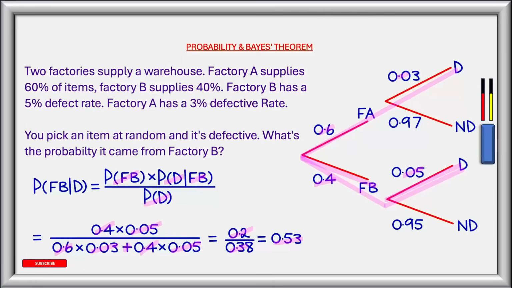So the probability that a randomly selected item came from factory B, given that it's defective, is 0.53. So over half the defective items, about 53%, come from factory B, even though factory B only makes 40% of all items. So the higher defective rate shifts the odds.